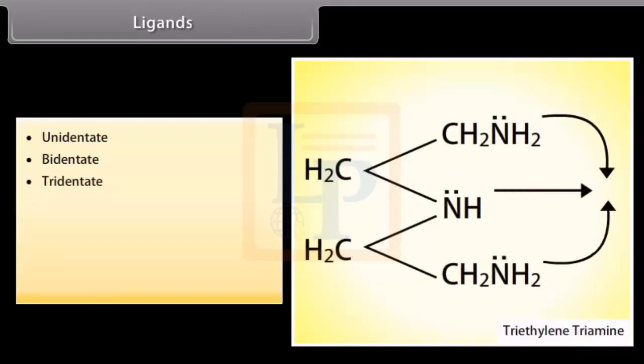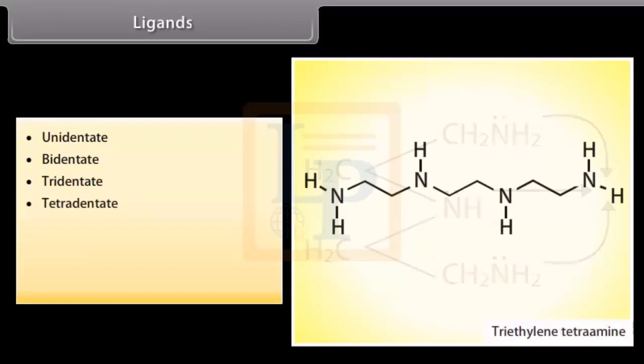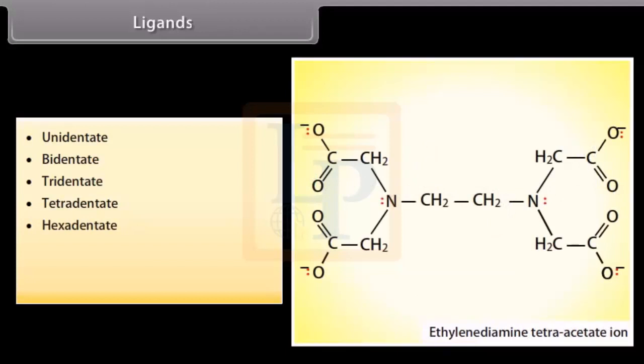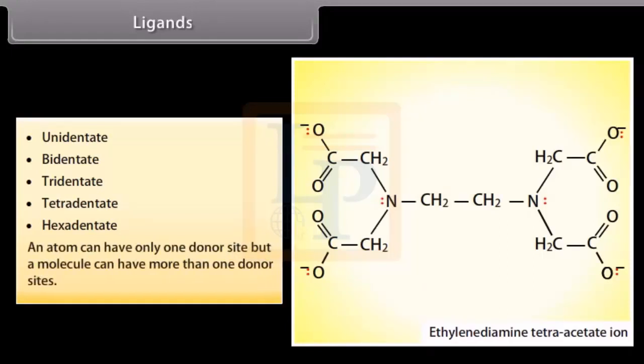Tridentate with three donor sites, for example, triethylene triamine. Tetradentate with four donor sites, for example, triethylene tetraamine. Hexadentate with six donor sites, for example, ethylenediamine tetraacetate ion. An atom can have only one donor site, but a molecule can have more than one donor sites.